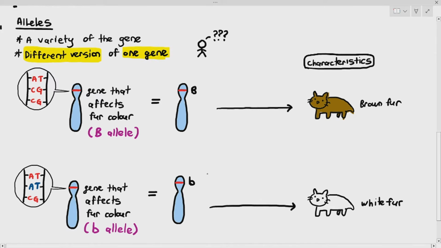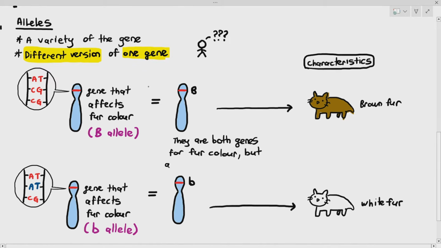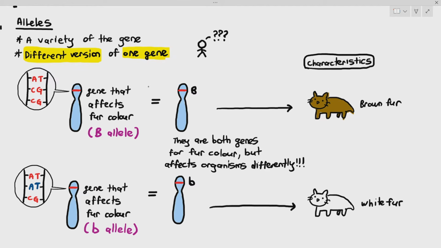It's not fixed. So I don't need you to memorize that brown fur is large B and white fur is small b. That's ridiculous, because different organisms will have different types of genes which will affect their characteristics differently. So it doesn't matter. Again, as a reminder, the large B allele and the small b allele are both genes for fur color, but they just affect the organisms differently. That's what we have to know, and that's the meaning of alleles.